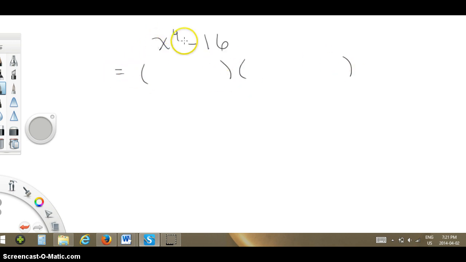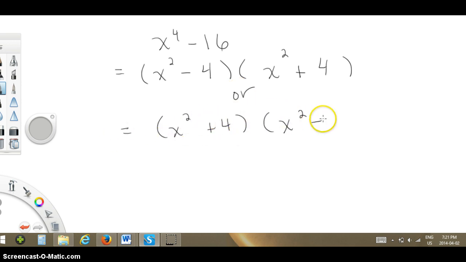So you say, what times what gives us x to the power of 4? Well, x to the power of 2 times x to the power of 2. And then you say, what times what gives me 16? That's the same number. Well, 4 times 4 gives me 16. Because there's a negative, the only possible signs that will multiply and give me a negative is a negative and a positive. Now, it doesn't matter if you put the positive first or the negative at the end, but here you have to recognize that there's another difference of squares.